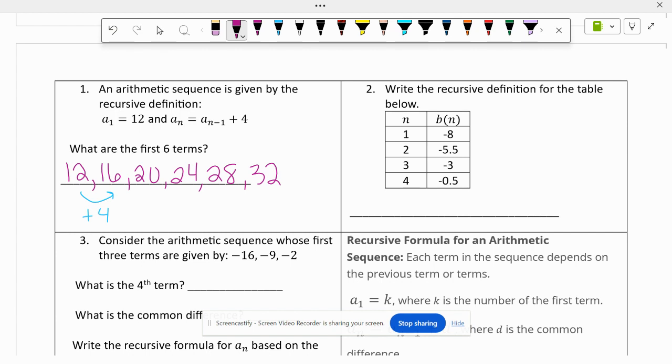Write the recursive definition for the table. So recursive definition, the most important thing I have is the initial value or the starting number. What is my first term? -8. So I'm going to write it as a function this time. B of 1 equals -8. B of 1 equals -8.